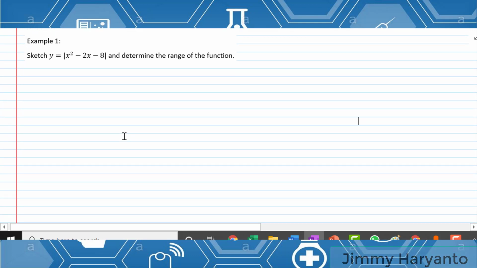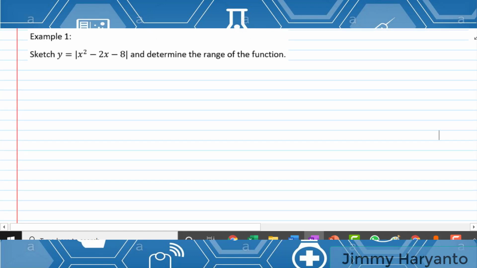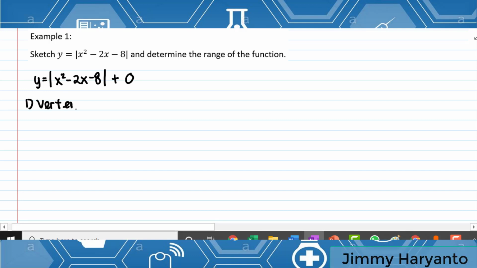Sketch y equals x squared minus 2x minus 8 and determine the range of the function. First, I want to rewrite the question like this: y equals the absolute value of x squared minus 2x minus 8. There is no constant, which means plus 0. First, we have to find the vertex. The vertex will be xv and yv.